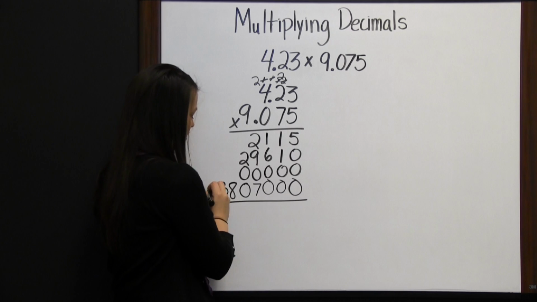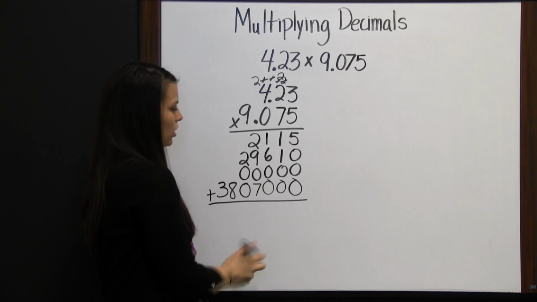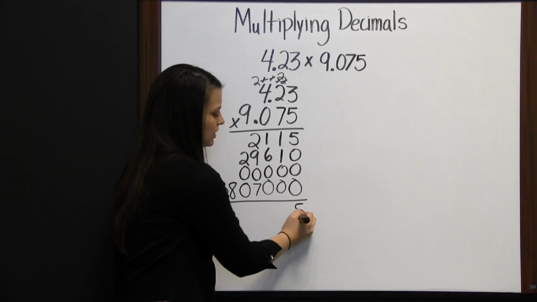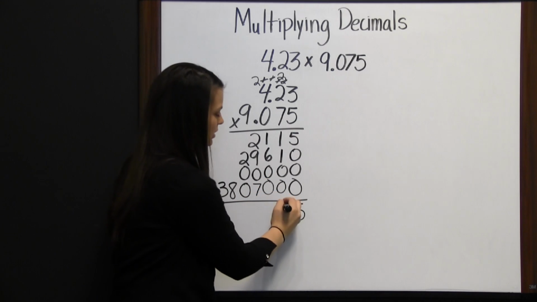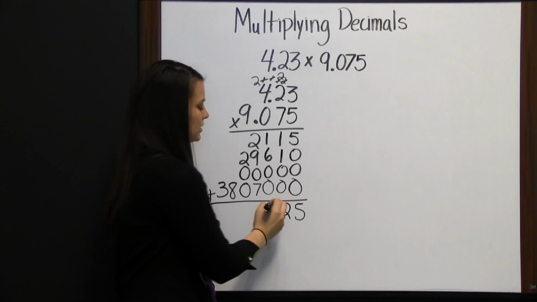Then just like we would with any other whole numbers, we're going to add our results together. 5 plus all these zeros gives us 5. 1 plus 1 is 2. 1 plus 6 is 7.